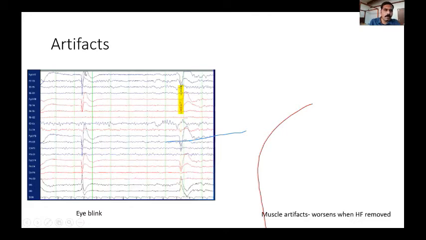They say the EEG shows bifrontal sharp waves, but most of them are nothing but eye blinks. This is not at all an epileptiform discharge, just a normal artifact.